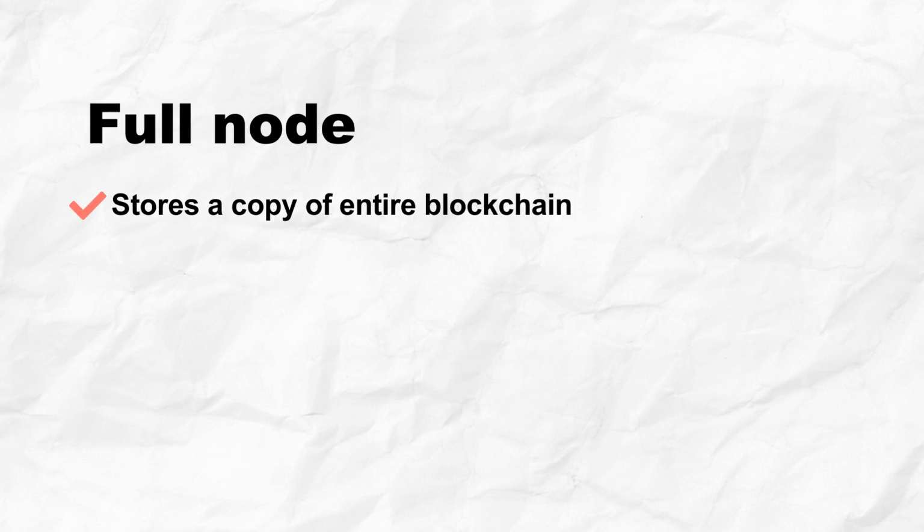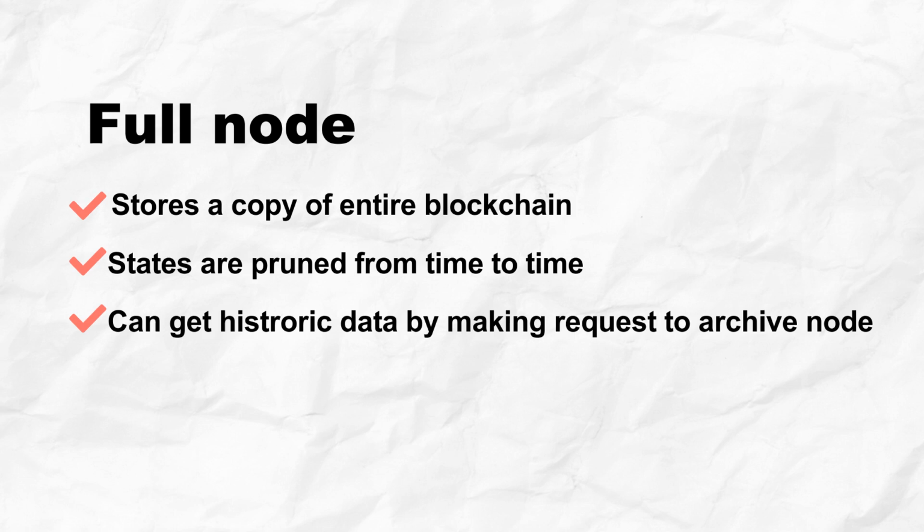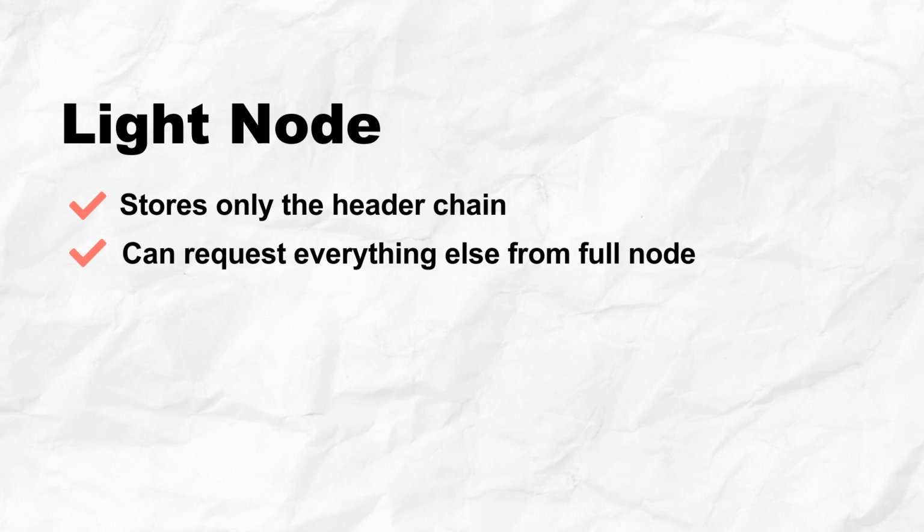A full node stores a copy of the entire blockchain locally, participates in block validation, and verifies all blocks and states. However, the states are pruned from time to time and it doesn't store data starting from the Genesis block. If any request is made for historic data, it can make a request to an archive node and get that for us.